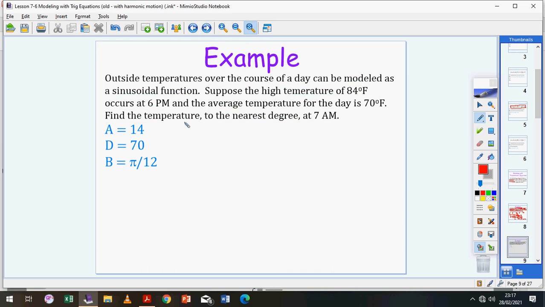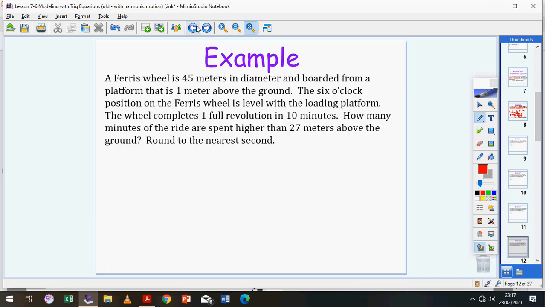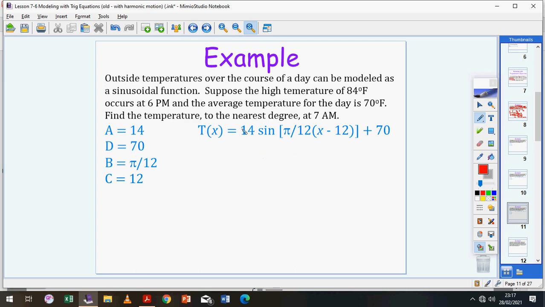This is just a recap. The A value from that equation was 14. B is pi over 12. C, we solved for it as 12. And then D is 70. Now I can substitute to solve this portion of the question.